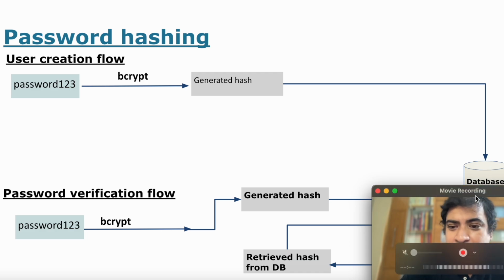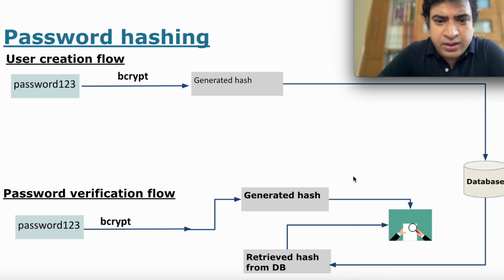Then during password verification, we retrieve the generated hash from the database, and we again generate the hash corresponding to the password entered by the user, and then we compare the two hashes. So the plain text password is not stored in the database. The plain text password is never retrieved from anywhere except user input. During the verification, we compare the two hashes, and we do this using the Bcrypt hashing library, which is the most popular and most widely used hashing library in Java.